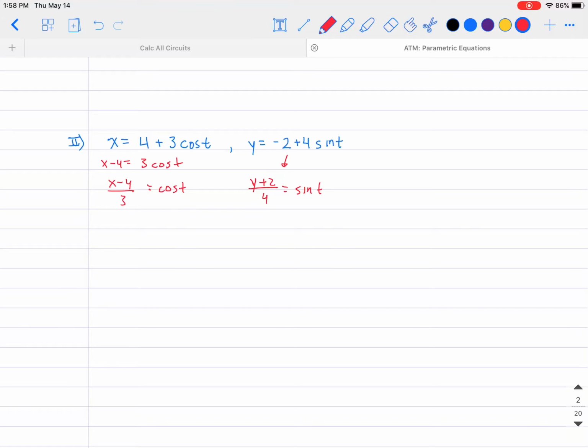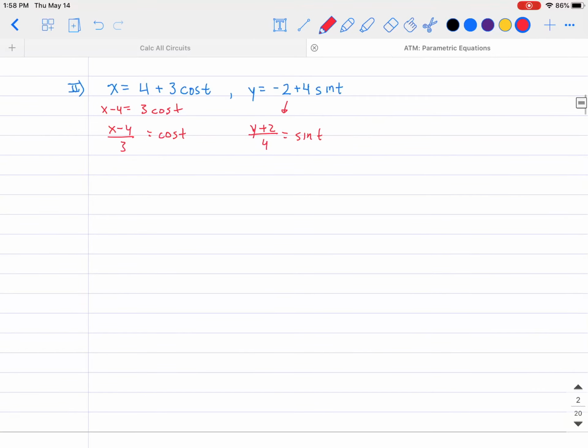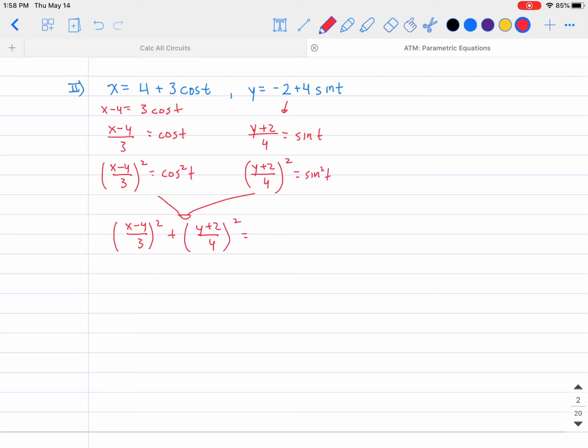The relationship between sine and cosine is the identity cosine squared plus sine squared. So what I'll do next algebraically is go ahead and square both sides, and then we can add them together. So ((x minus 4) over 3) squared is equal to cosine squared. Then we have ((y plus 2) over 4) squared is equal to sine squared. And now combining those two together, we get the following. ((x minus 4) over 3) squared plus ((y plus 2) over 4) squared is equal to cosine squared plus sine squared, which gives us 1.